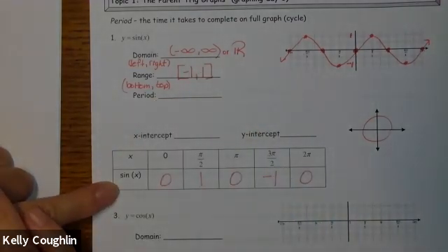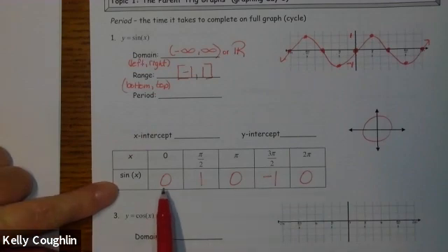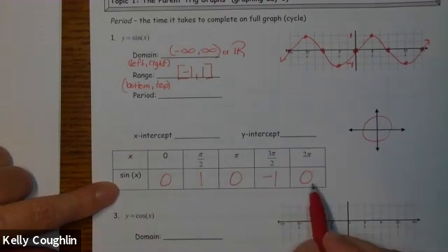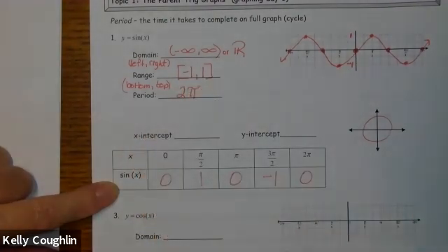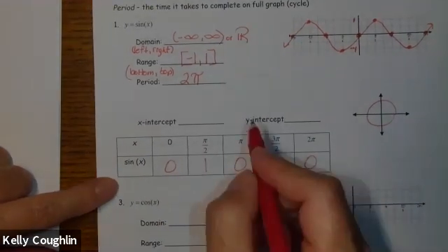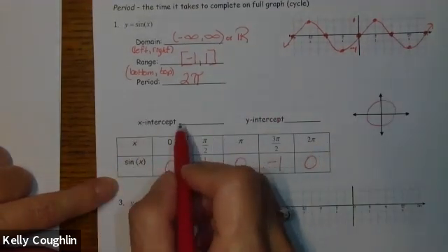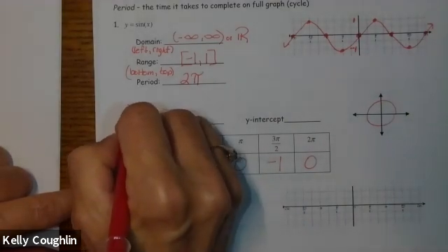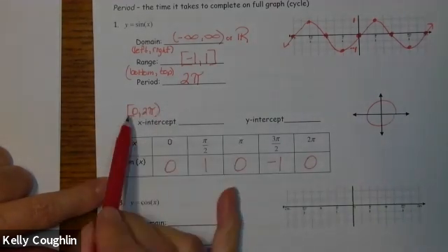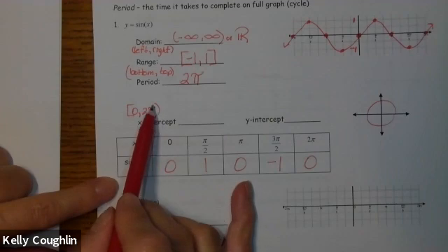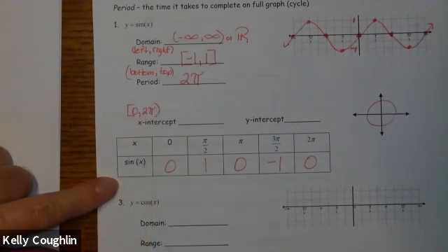And the period. The period means how long does it take to start repeating the pattern. So if you notice, we go 0, 1, 0, -1. At 2 pi, we're going to start to repeat that pattern, and it's going to go 0, 1, 0, -1 again. So the period is 2 pi. Let's look at the x-intercepts. Okay, and every time we do this, we're going to write our notation 0 to 2 pi, and we're going to leave that open. That means we start with 0, we end at 2 pi, but we don't include the 2 pi because it's a parenthesis.